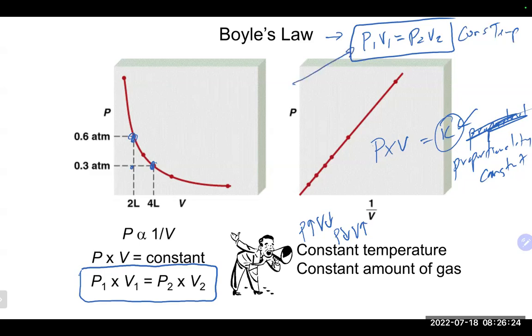In terms of pressure, it could be any unit you like, as long as the units are the same on both sides so that they cancel out. The same thing goes for volume: it can be any unit you like, as long as they're the same on both sides. So everything cancels out correctly.